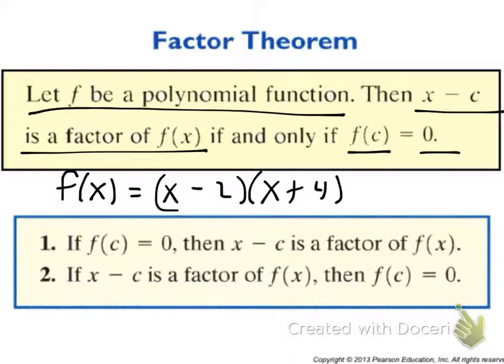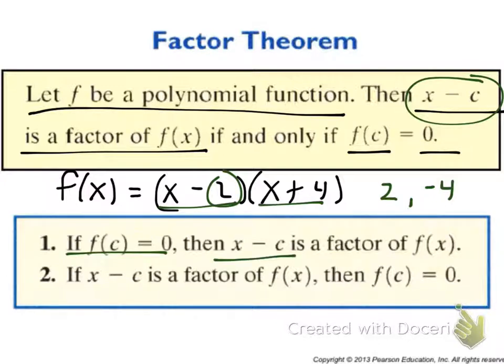By now you should see and you should understand that the two zeros of this function are 2 and negative 4. Remember, the zeros are where the graph of f(x) crosses the x-axis, so they're x-intercepts, they're zeros, and they also appear in the factors being subtracted from x. They are each in a factor, so x minus c is a factor if f(c) is 0. So we know that to be true. If f(c) is 0, then x minus c is a factor.